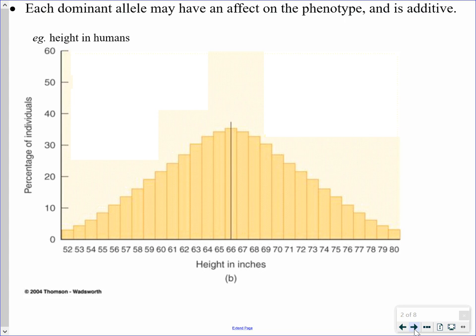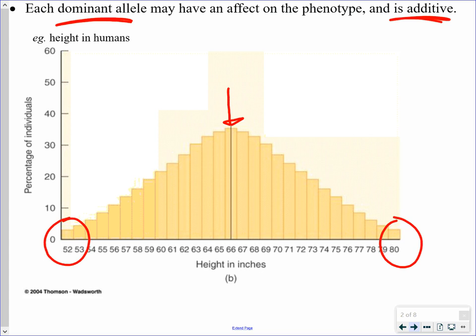So in the case of human height, it appears that for all three of the different genes, each one of the dominant alleles has an effect that is additive. So more or less what that means is the more capital letters, the taller the individuals are going to be, and the fewer the capital letters, the shorter the individual is going to be. If you have a combination of capital and lowercase letters, well, you're going to be somewhere in the middle.